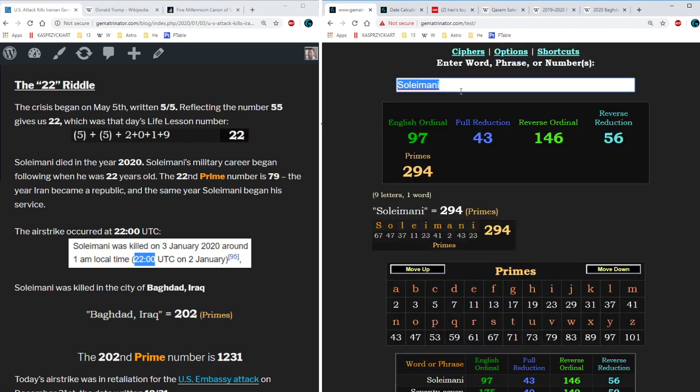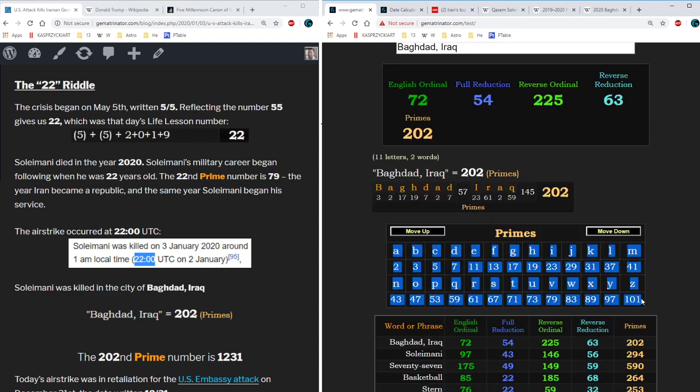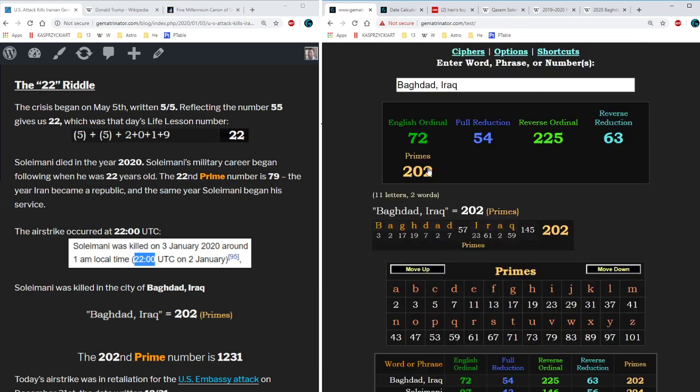Another cipher I want to introduce into this video is the prime number cipher. This uses the standard alphabetic order, but uses related prime numbers. And I virtually talk about primes in all of my videos. These are extremely significant. Notice how Baghdad, Iraq, where Soleimani died, has a value of 202.